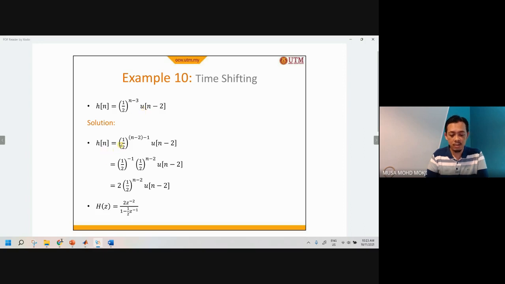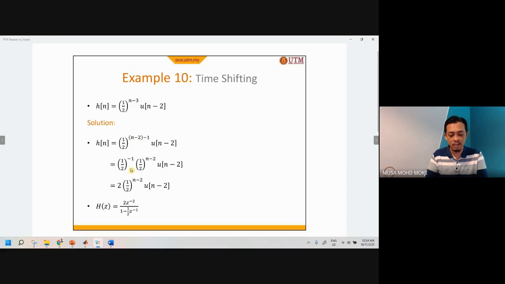We're going to manipulate this equation. Let's say Hn is equal to 1 over 2 to the n minus 3. So n minus 3 is actually n minus 2 minus 1. So now we have the same delay: this is minus 2, this is minus 2. Then expand that. We know that 1 over 2 to the power of minus 1, so actually we can write it this way. This is the same thing.